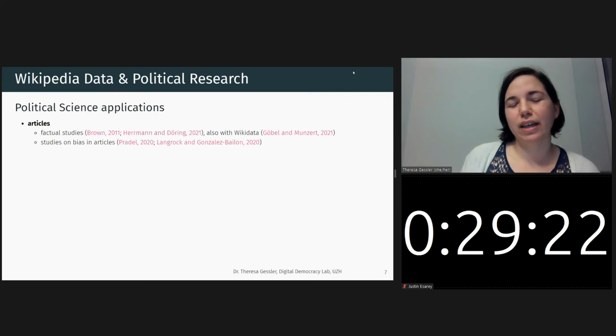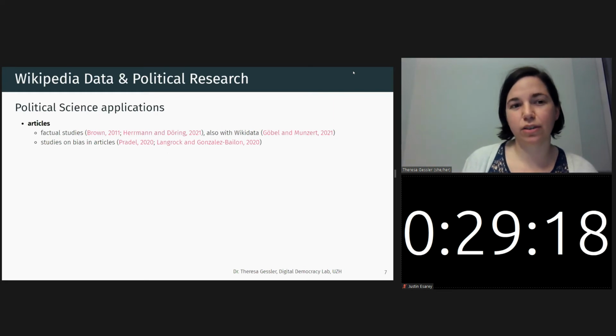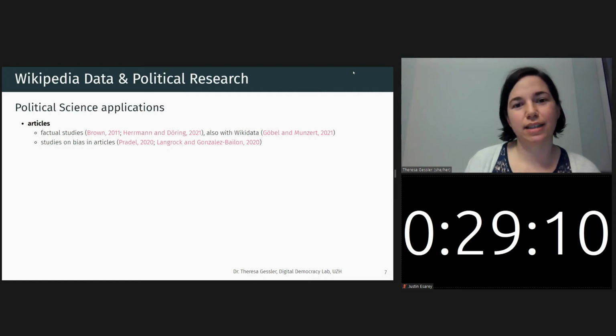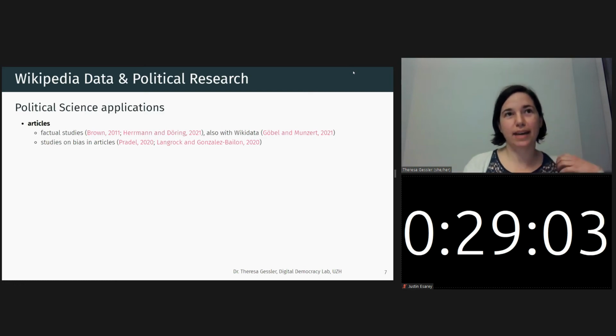There's also increasingly a turn to study articles not as a neutral representation, but as something that contains bias. Most of this research has focused on gender bias. So how are women portrayed differently than men? How are the articles about women embedded differently in Wikipedia than those about men, and so on?